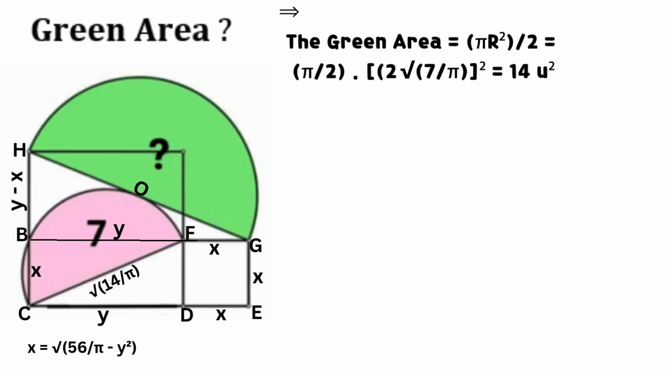The green area equals half the product of pi and the square of r, which equals 14 square units, after simplification of substituted values. Therefore, the green area equals 14 square units.